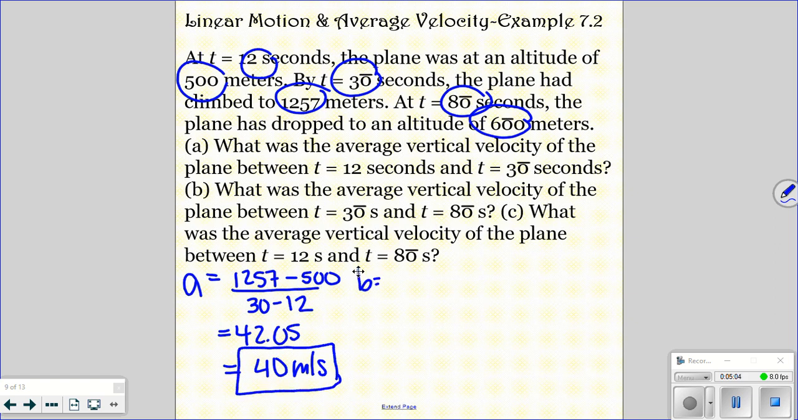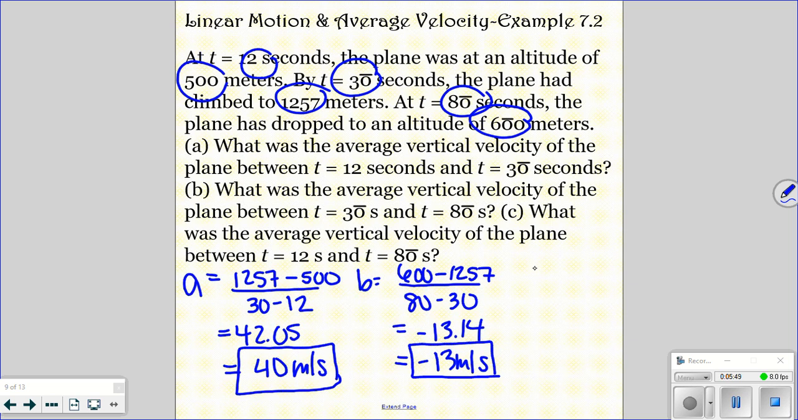For part B, what was the average velocity of the plane between 30 and 80 seconds? So we're going to do 80 minus 30 because it's T2 minus T1. And then at 80 seconds we were at 600, and then we're going to subtract 1257. And so if you subtract those, you get negative 13.14. Now, the four numbers that we used this time all had at least 2 sig figs. So our answer is going to have 2 sig figs. So negative 13 meters per second.